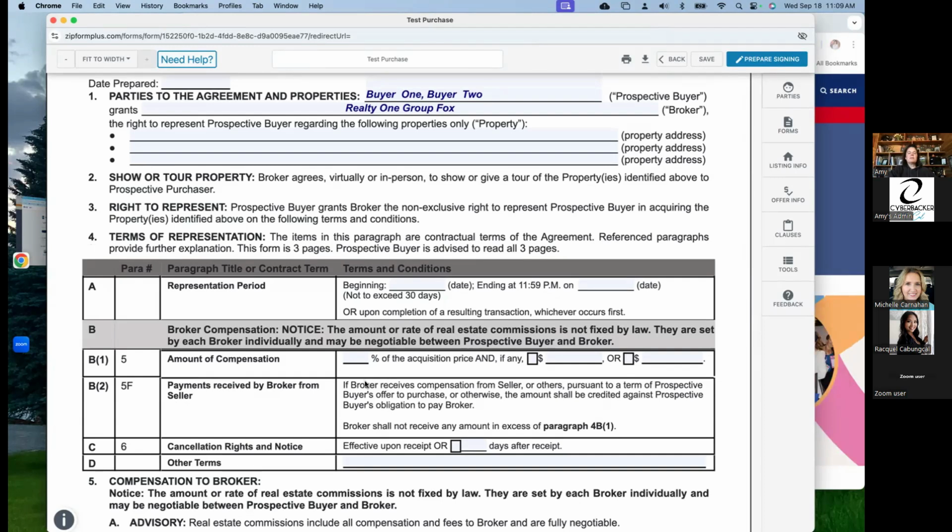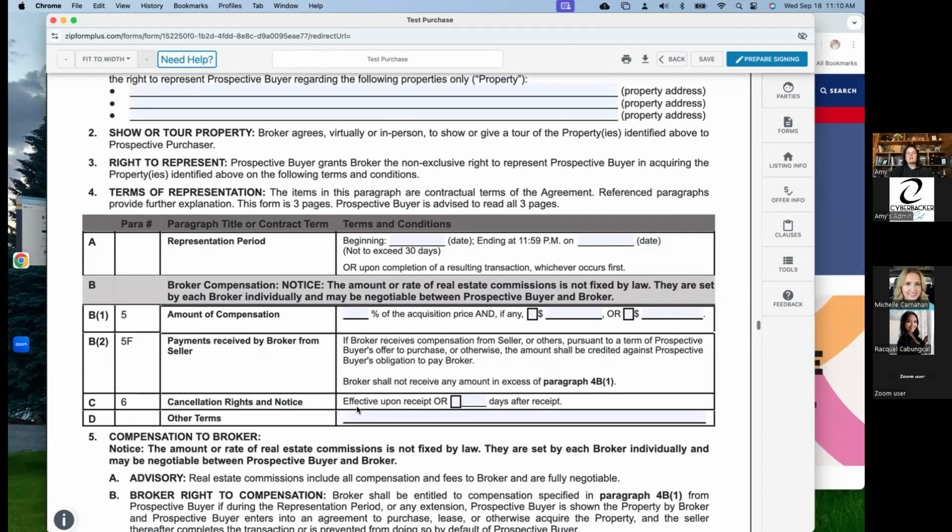This right here, B2, outlines that if they receive compensation from the seller, the amount's going to be credited against the prospective buyer's obligation. So it outlines that right here, right underneath where you would fill in the compensation. And it also says that the broker's not going to receive any amount in excess of 4B1, because that used to be the old way of doing things.